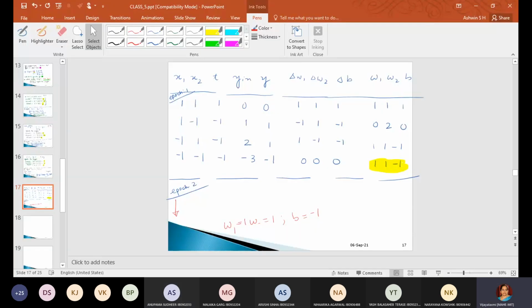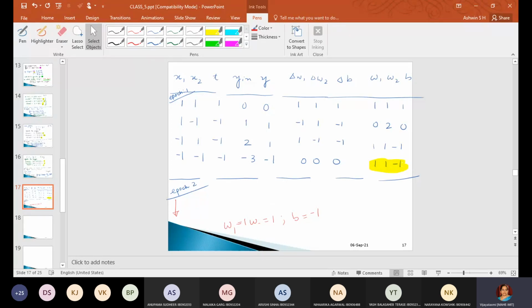Now say here even after the second iteration, w1 is equal to 1, w2 is equal to 1, and b is equal to -1 will be retained, or it will be the same. And at this point of time you can stop this.